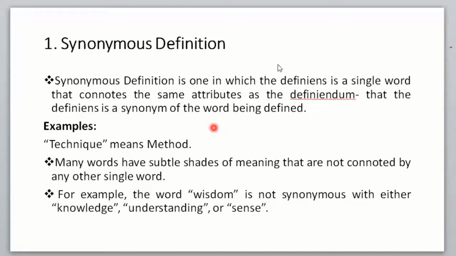or which means is defining, as it defines in a single word that connotes the same attribute as the defined. The definiens is a synonym of the word being defined. So the word that is a synonym of the term that we define has also a kind of similar attribute with that word that is going to be defined.